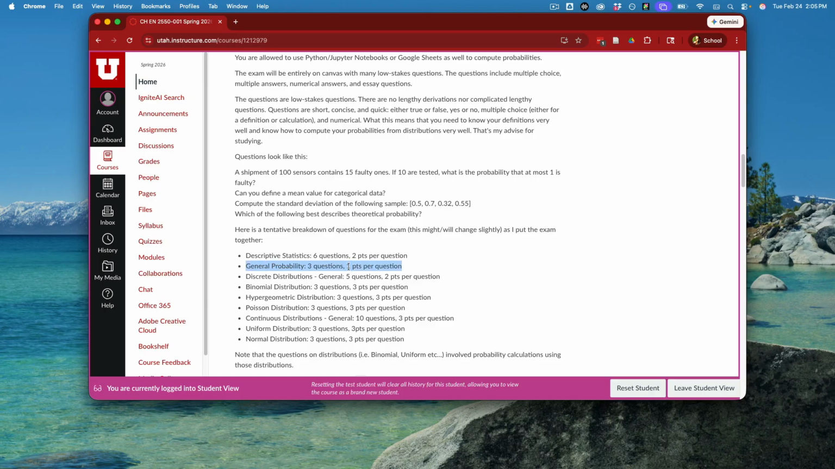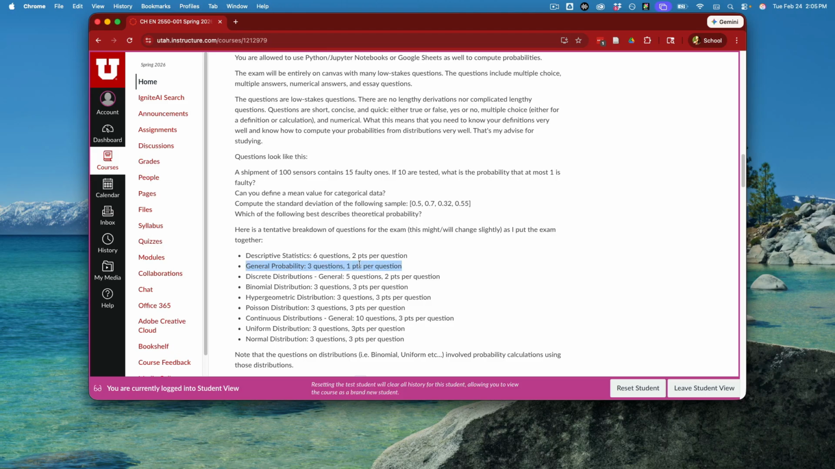Now don't go and say, oh, I'm only going to be asked for 3 points on the exam, I'm not going to study probability. Because this might change a little bit. I reserve that right, but that's in general my intent. It's not going to be heavy on probability. This could go up to 5 points maybe.